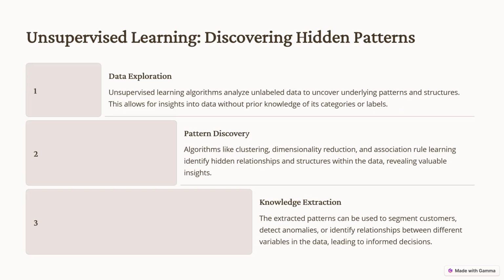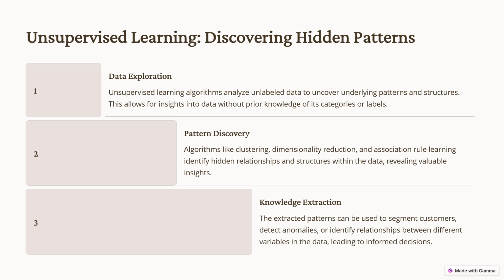Next, let's see about unsupervised learning. Basically, it is discovering the hidden patterns in the data. First we need to explore the data. These algorithms analyze unlabeled data to uncover underlying patterns and structures. This allows for insights into data without prior knowledge of its categories or labels. That is, you have no idea about the data and its underlying patterns, so you need to explore the data in order to know its underlying patterns and structures.